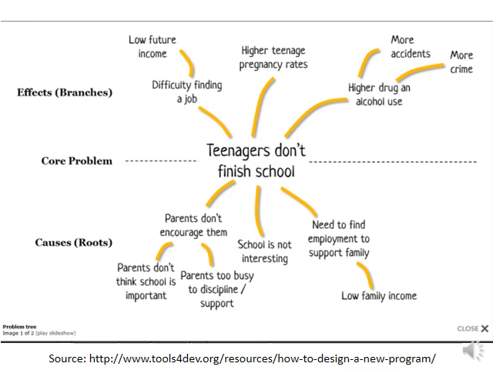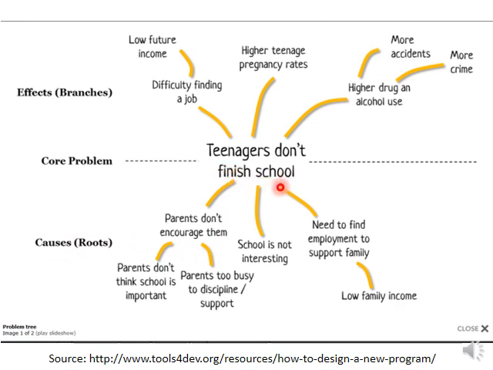Here's our last problem tree. Let's look at it with the pointer. So the core problem is teenagers, remaja, not finishing school. That is the core problem. And then the roots, the causes. Why don't teenagers finish school? Well, because parents don't encourage them. Why don't parents encourage them? Because parents don't think school is important. Or because parents are too busy to discipline or support those teenagers.